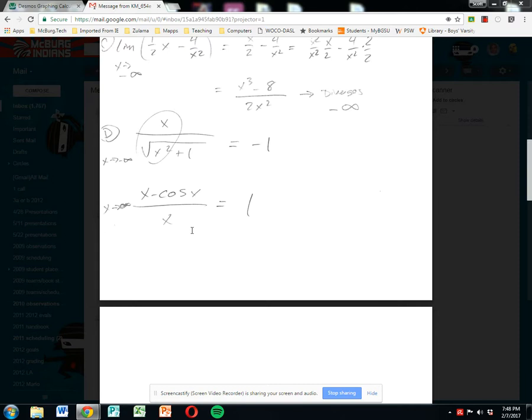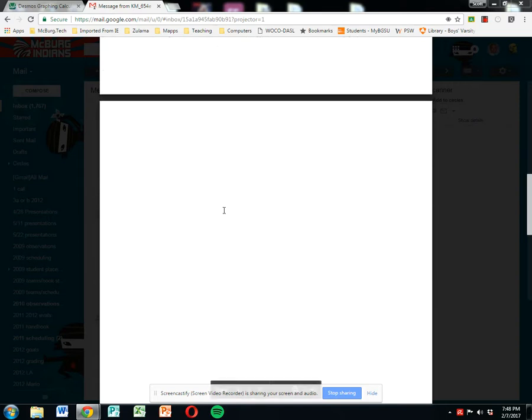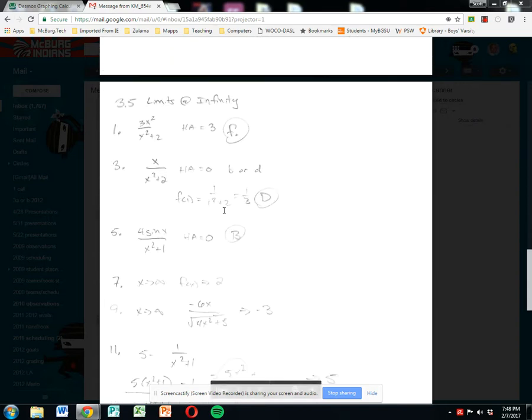x minus cosine x over x. This is a little weird, but the basic concept is x gets huge, say 100. Cosine just continues to go between 1 and negative 1, so it's really not going to matter to us. This gets to 1,000 over 1,000. That's still going to go to 1. Okay? And let's check out a couple problems here.